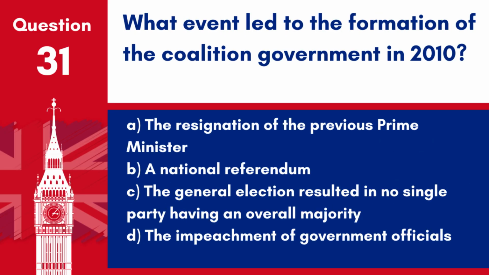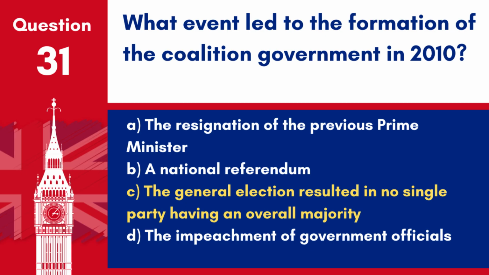Question 31. What event led to the formation of the coalition government in 2010? A. The resignation of the previous Prime Minister. B. A national referendum. C. The general election resulted in no single party having an overall majority. D. The impeachment of government officials.